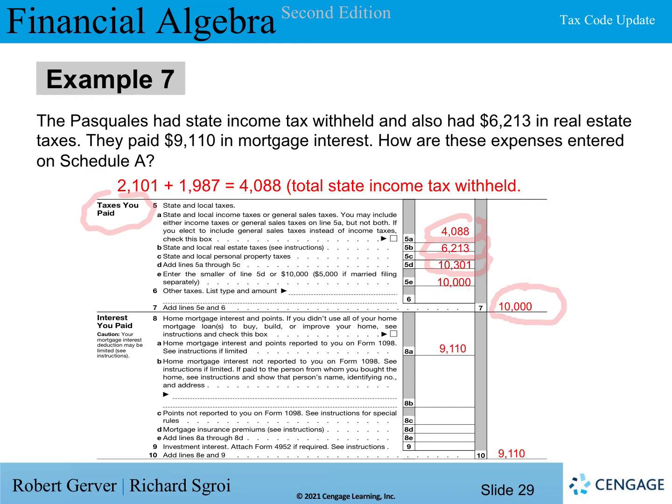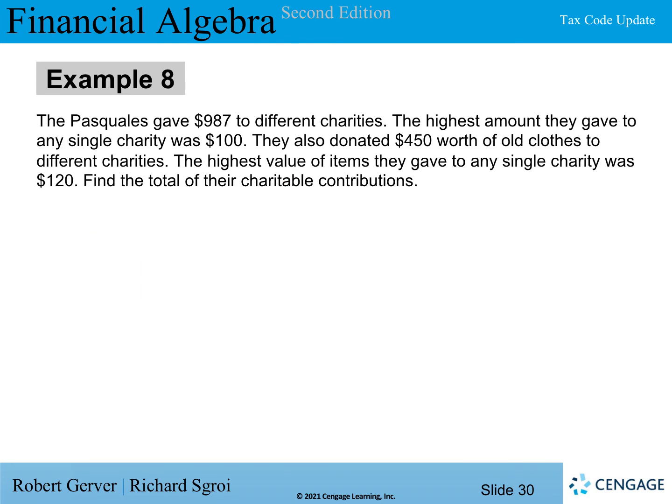Okay? Then we look down a little lower and we see interest you paid, and home mortgage interest is fully deductible. So that's 9,110. So that we've put down here on line 8A as well as down to line 10.